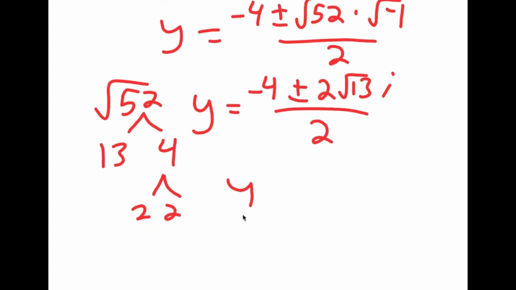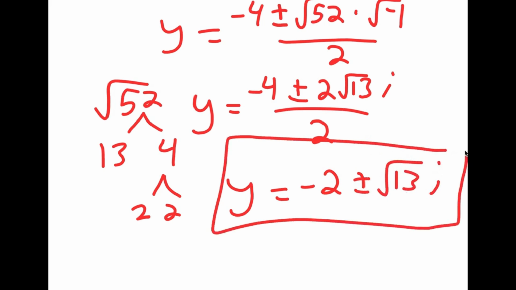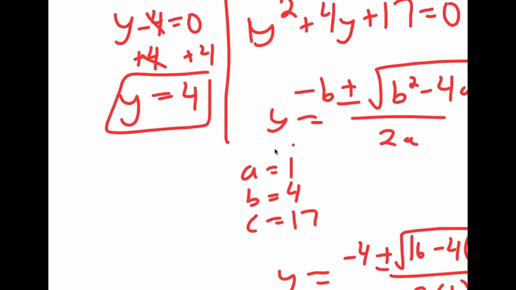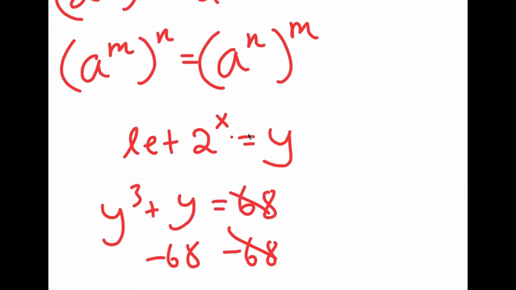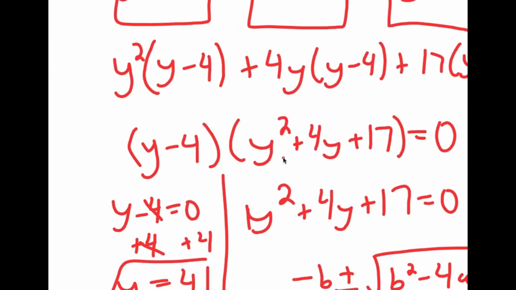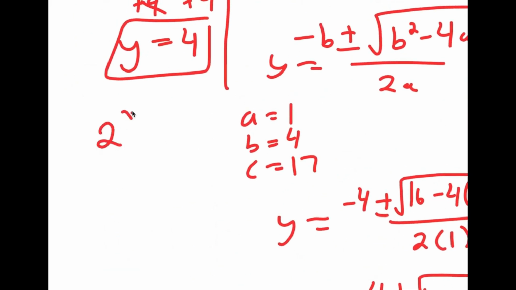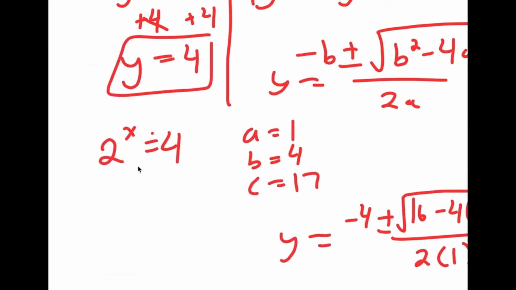Now if I divide both terms by 2, I get y equals negative 4 plus or minus the square root of 13i. Or sorry, negative 2 plus or minus the square root of 13i. So now that we know these values of y, remember how we let 2 to the power of x equal to y, meaning I get 2 to the power of x equals 4, and this is obvious, x equals 2, so that's one solution of x.